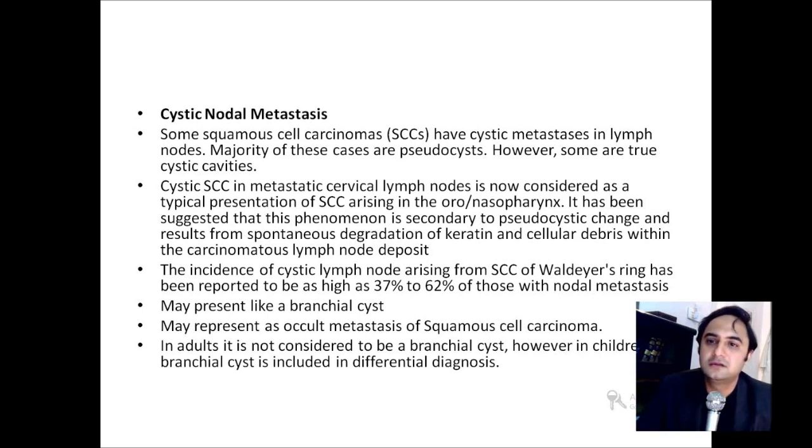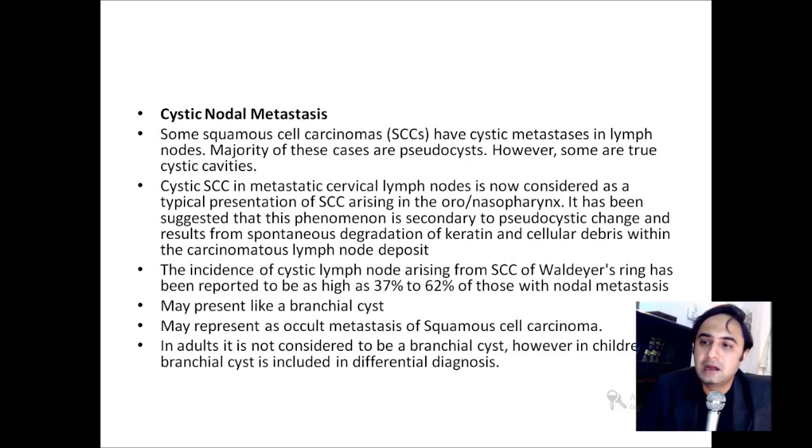It has been suggested that this phenomenon is secondary to the pseudocystic change and results from spontaneous degradation of the keratin and the cellular matrix within the carcinomatous lymph node deposits. Now, the incidence of cystic nodal metastasis ranges, from studies where it has been calculated, from 37% to 62%, quite a wide range, but cystic nodal metastasis is present.